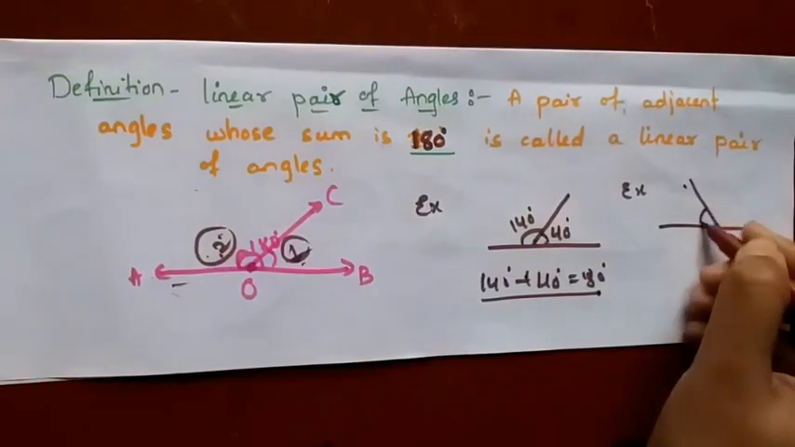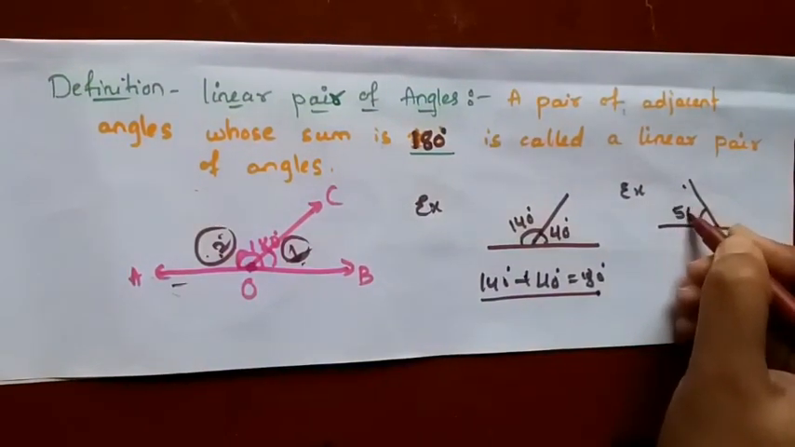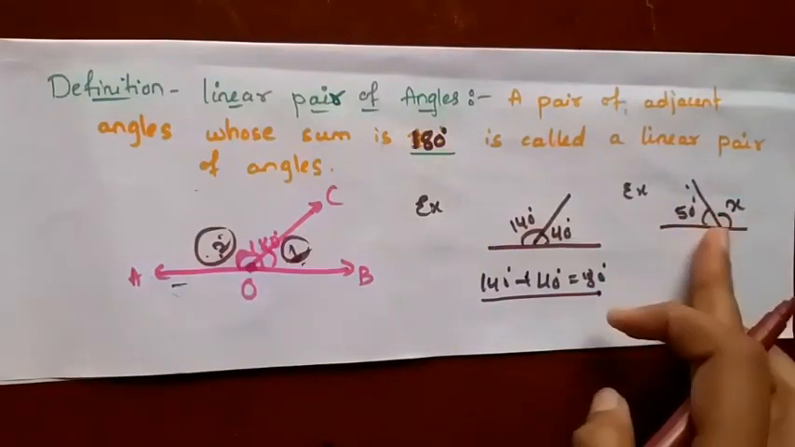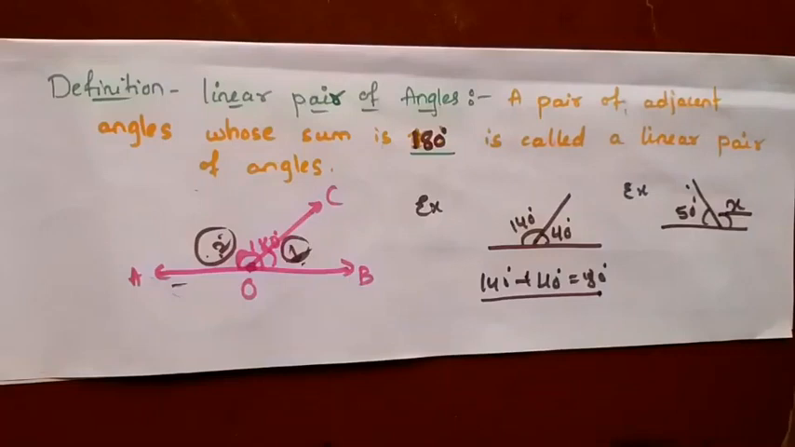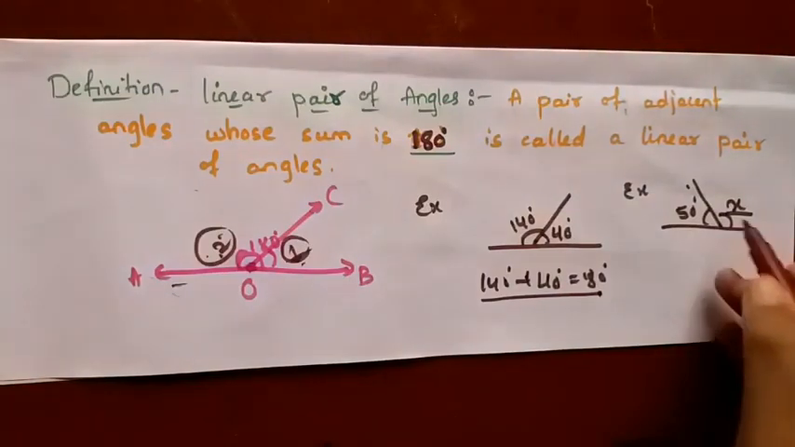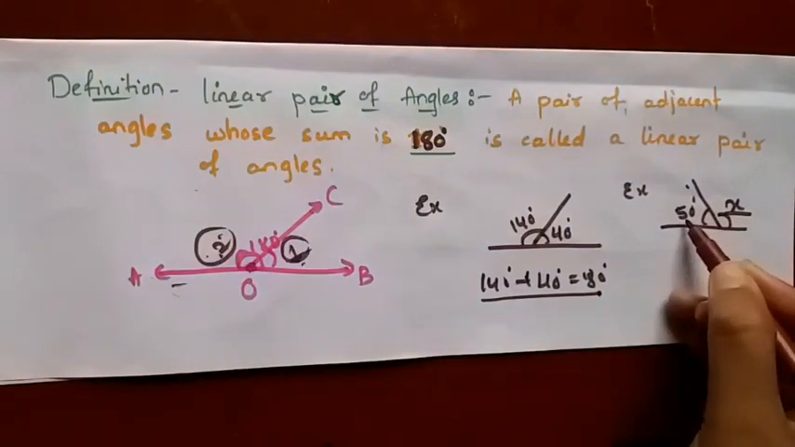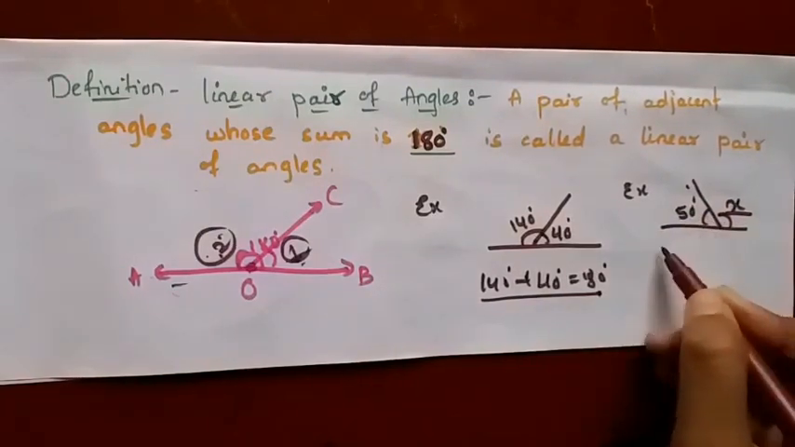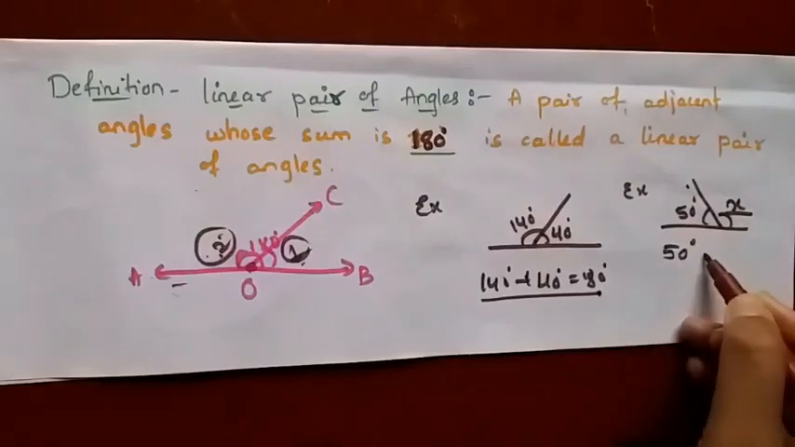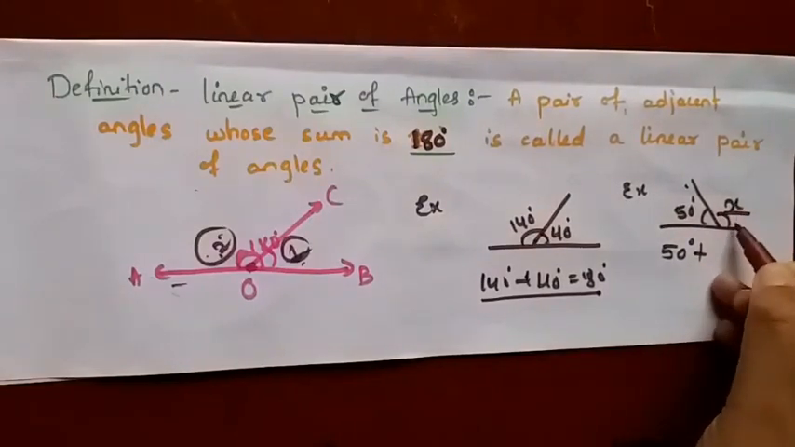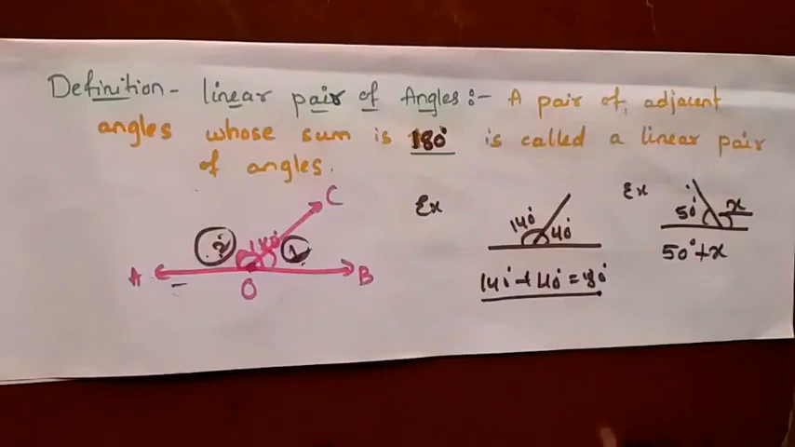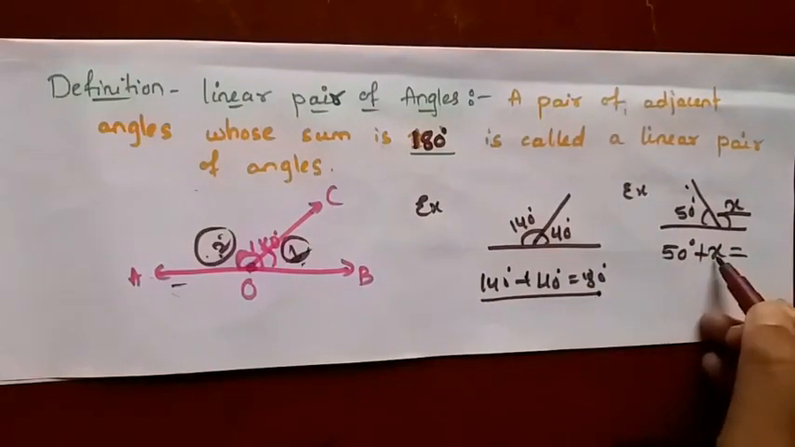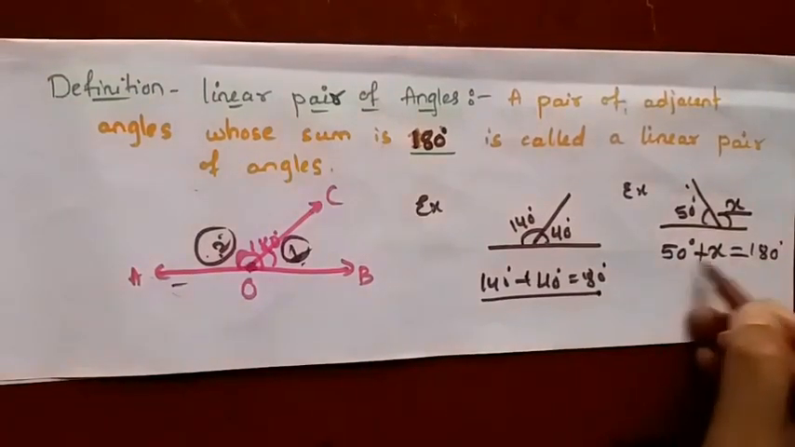Here this is a linear pair of angles. This value is 50 degrees, and we don't know this value, so give the name x. How do we find it? We have to find the x value, so we add the adjacent angles, whose sum is always equal to 180 degrees. This is 50 degrees plus x, the unknown variable, which is equal to the sum of two adjacent angles, 180 degrees, which is our definition.